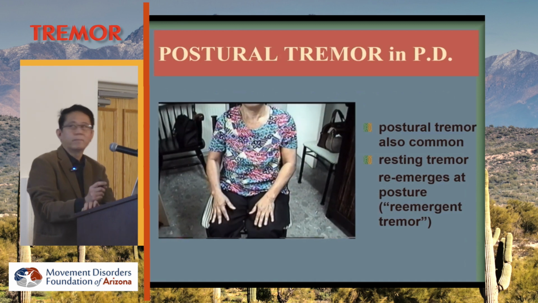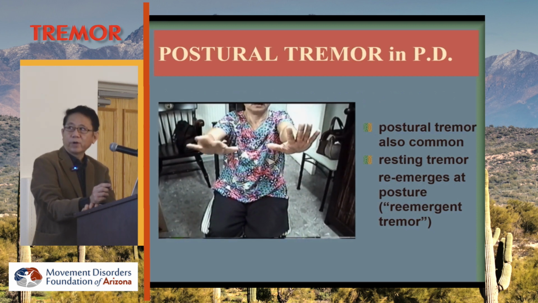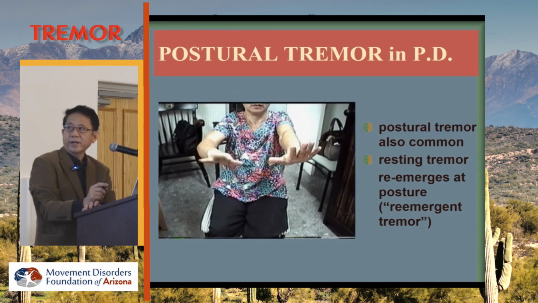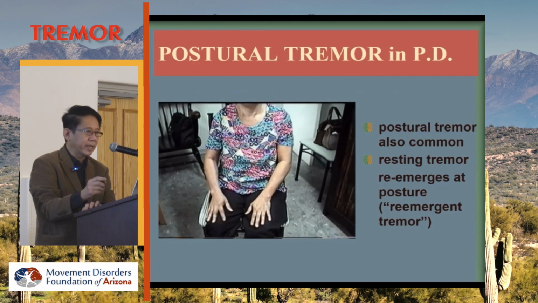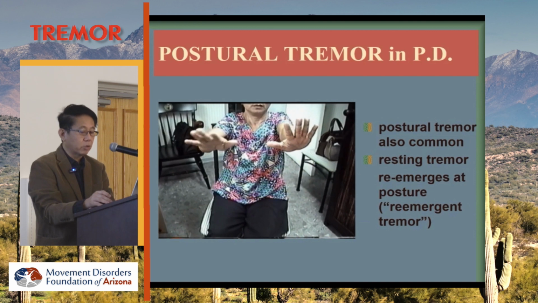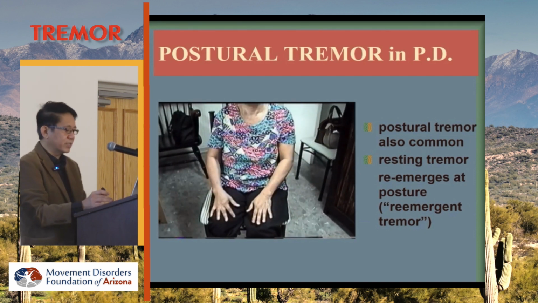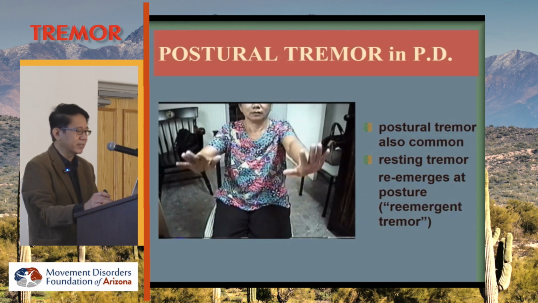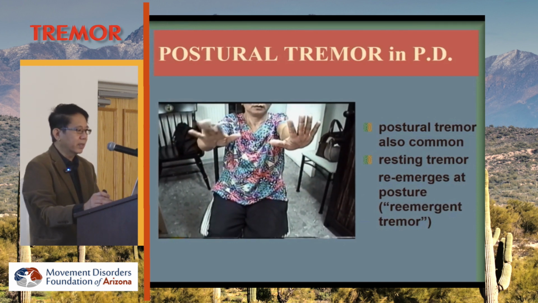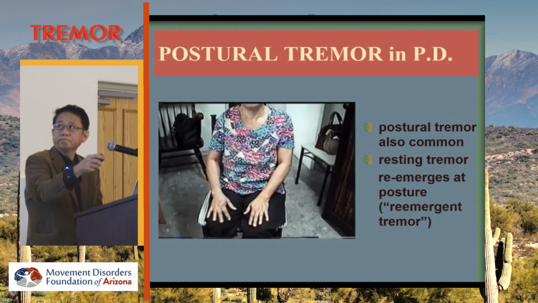There you go. Okay. So you notice that after a few seconds at rest, and then they raise their hand up, and then it tremors again and re-emerges after disappearing for a few seconds. So this is called re-emergent tremor. When I see this, the most common thing that causes this is Parkinson's disease. So when I see that rest tremor that re-emerges at posture, unless proven otherwise, this is Parkinson's.